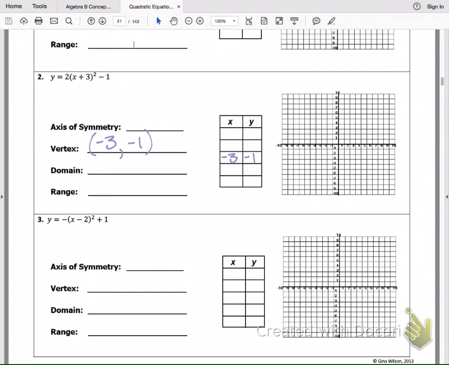What's going to be my axis of symmetry? -3. All right, so take a minute on your paper here. Take a minute on your paper. Finish out your table. -3, -1 is your vertex. You're going to finish out your table and graph the rest of that real quickly.